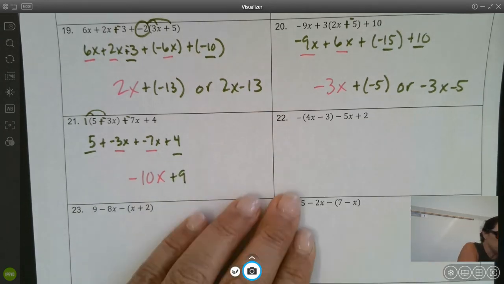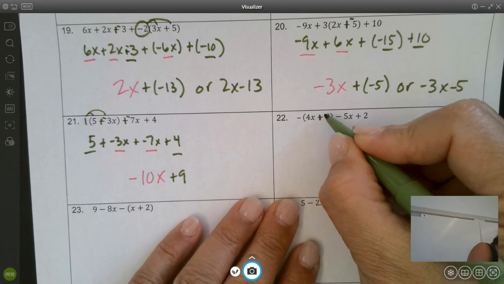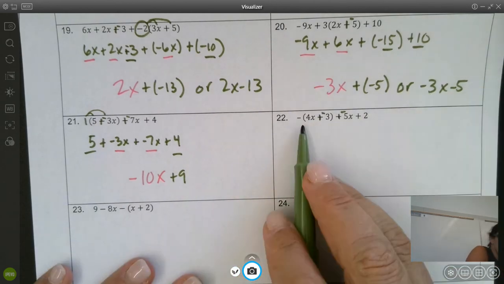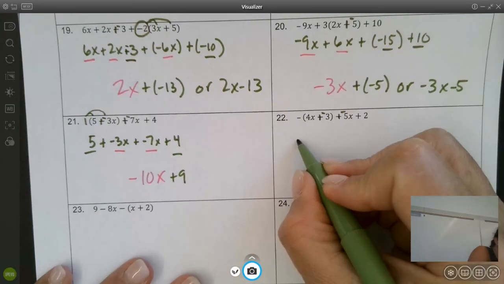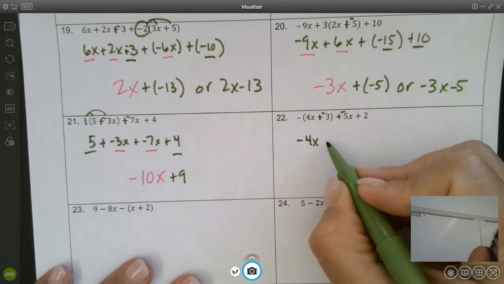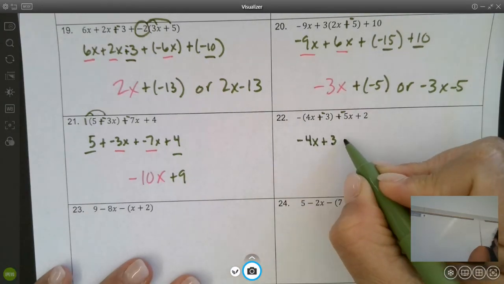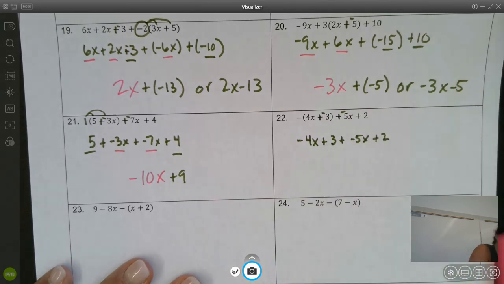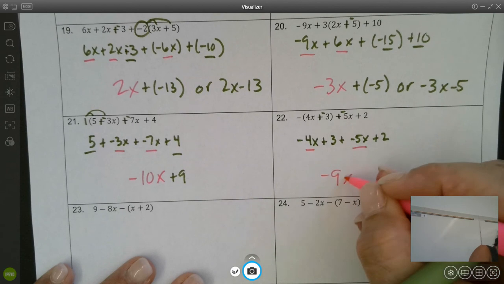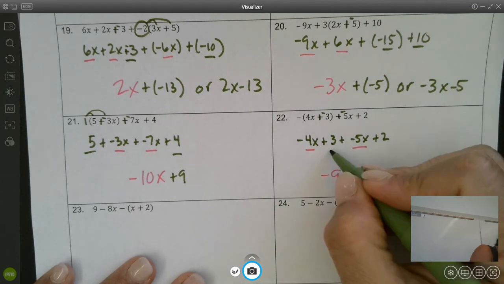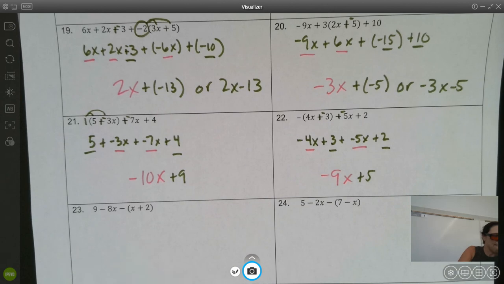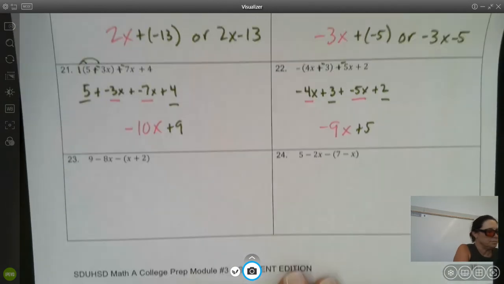All right, this guy. All right, this is like a negative 1 distributing in. So that'd be a negative 4x plus 3 plus a negative 5x plus 2. Like terms, negative 9x is what those two combine to get, and then plus 5. Okay, last two.